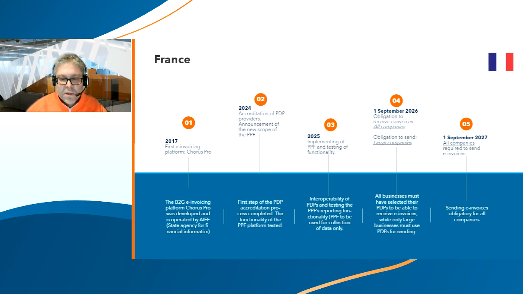Let's have a quick look at the French timeline. There are two major dates on it. 1st of September 2026, where the obligation to receive e-invoices starts for all companies. Additionally, the obligation to issue invoices for large companies. A year later, 1st September 2027, all businesses in France are required to issue e-invoices.